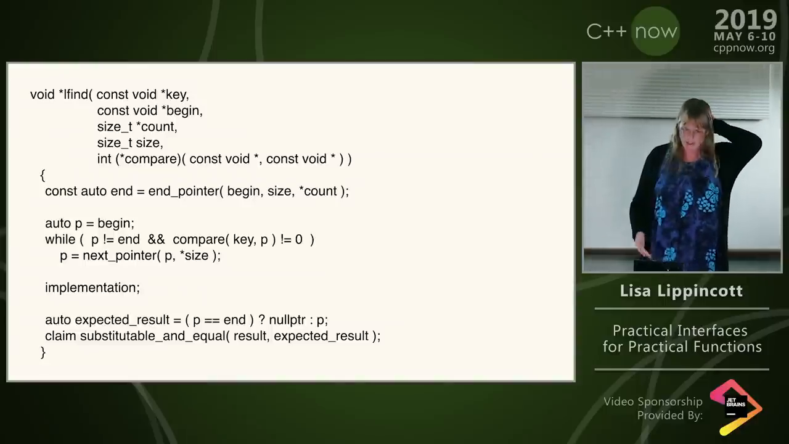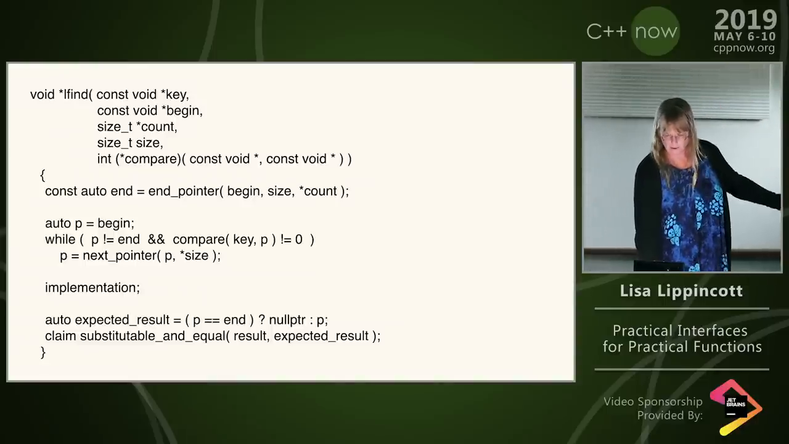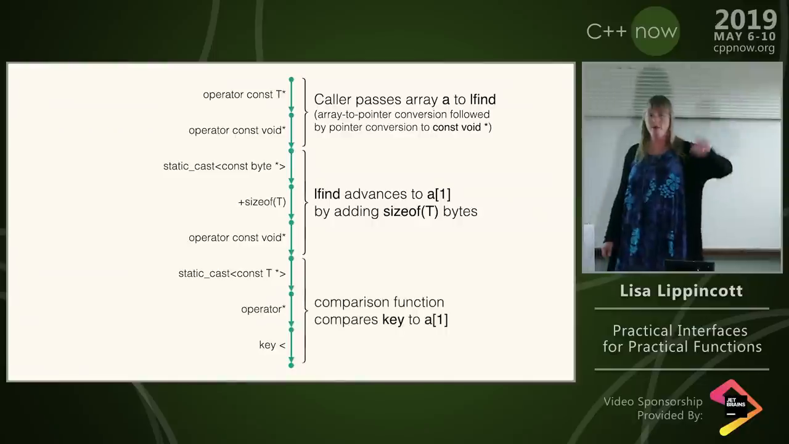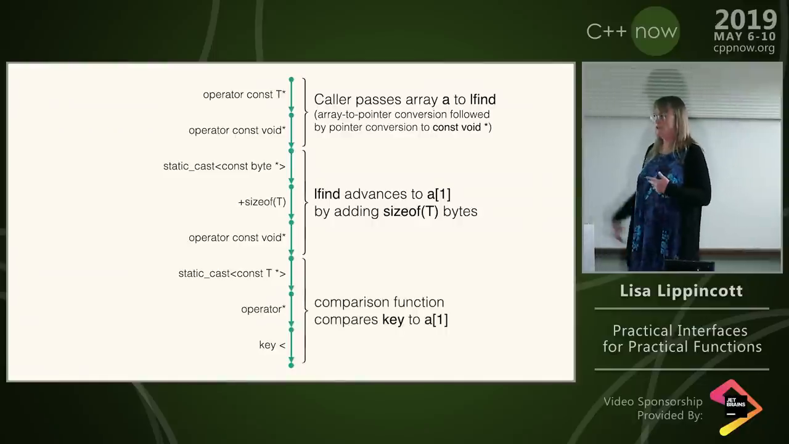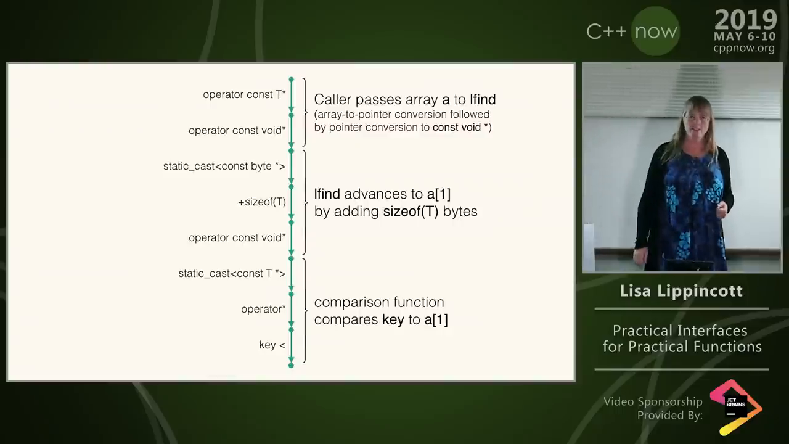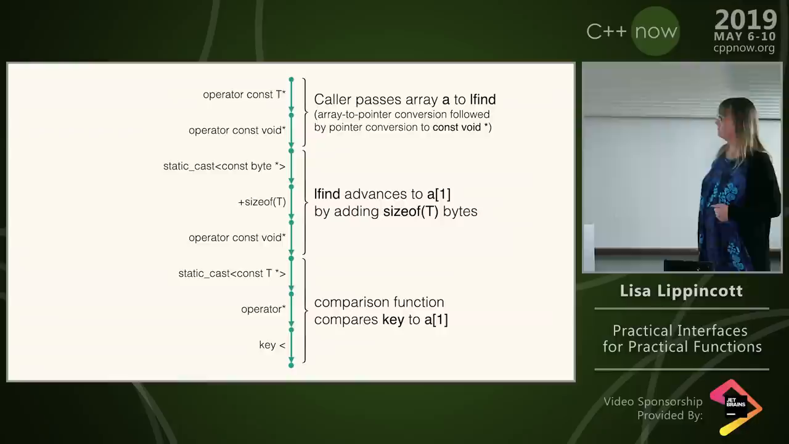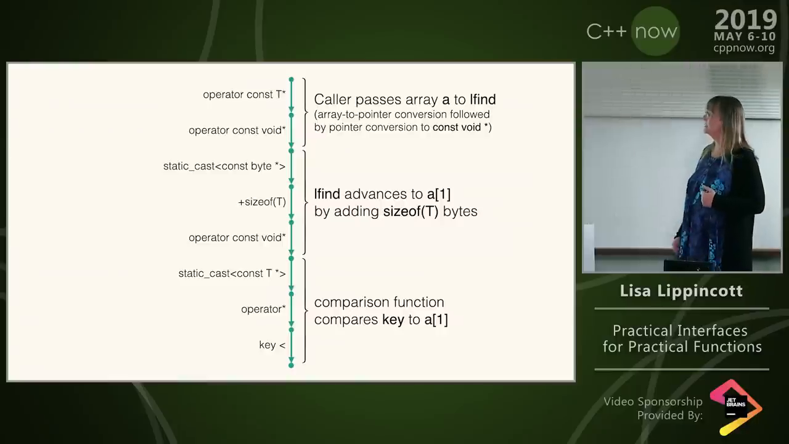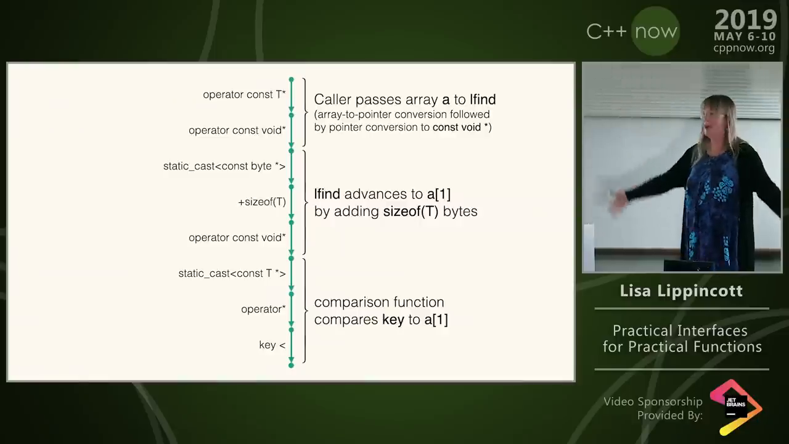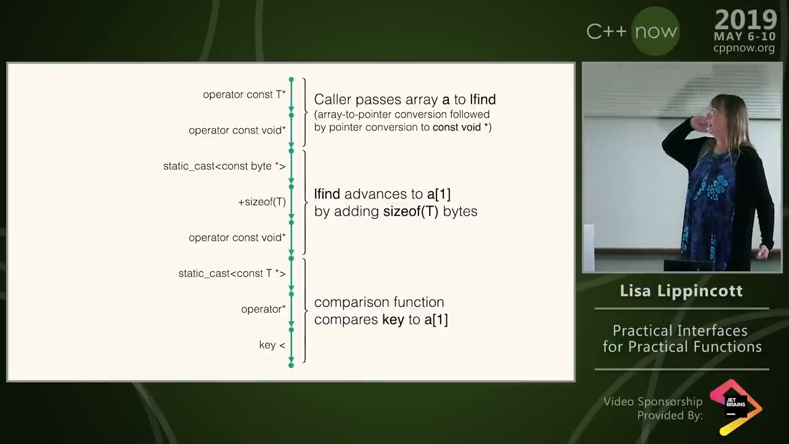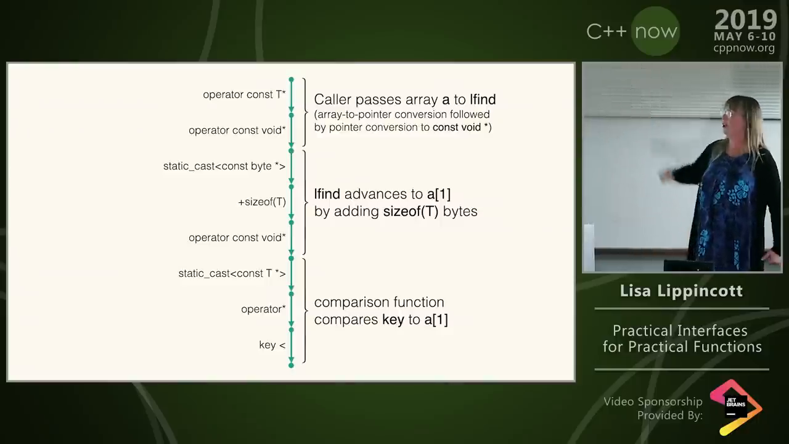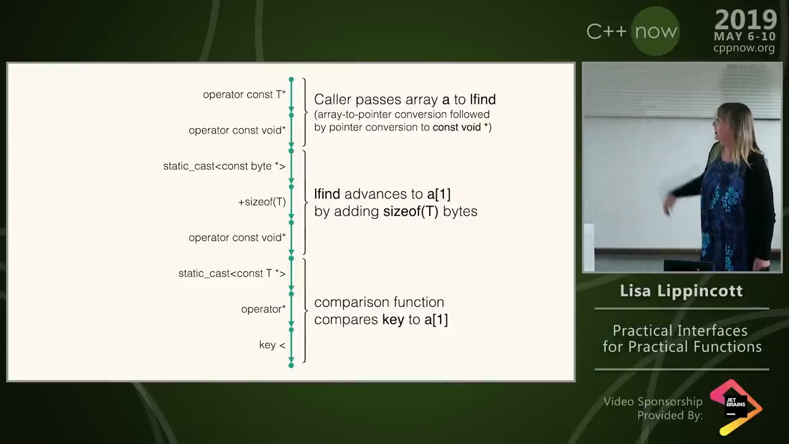So the implementation and the interface here, if we wanted to look at element one of that array to do a comparison, we're going to go through a whole lot of steps. I think I've got the list here right. The caller is going to have some array. They convert their array to a pointer. Then as they call, it gets converted to a void star.